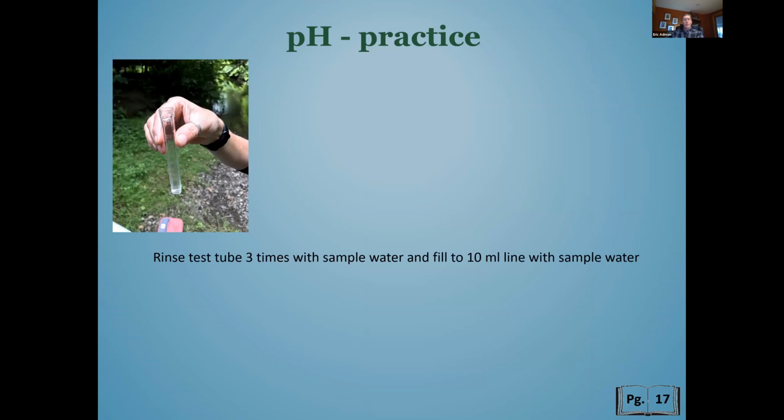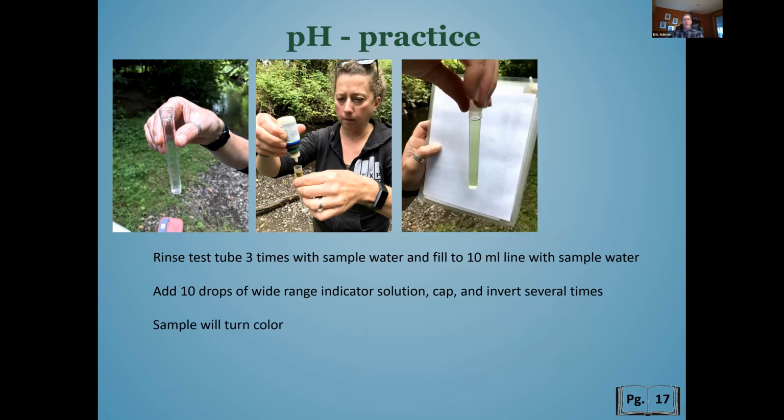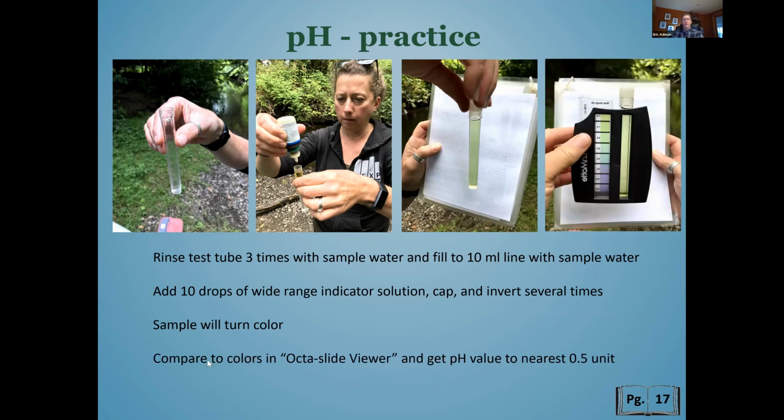So the way that we measure pH is there's a particular test tube that we use that you're going to rinse 3 times with sample water and fill it to the 10 ml line with sample water. Then you're going to add 10 drops of wide range indicator, cap it and invert it several times. It's going to turn a color. And then you compare it to a color chart in the so-called OctaSlide viewer and get the pH value to the nearest 0.5 unit. So pretty straightforward.